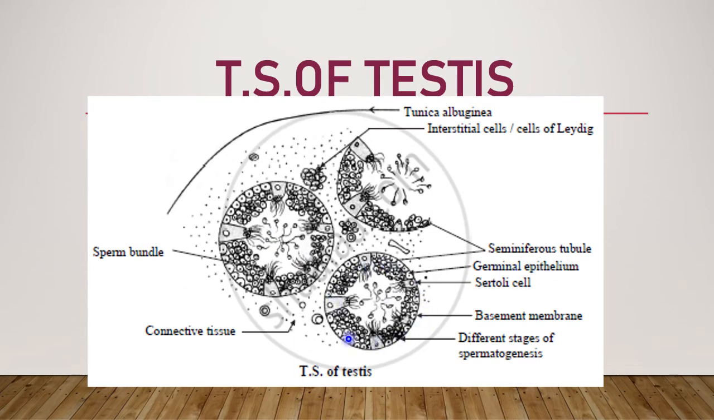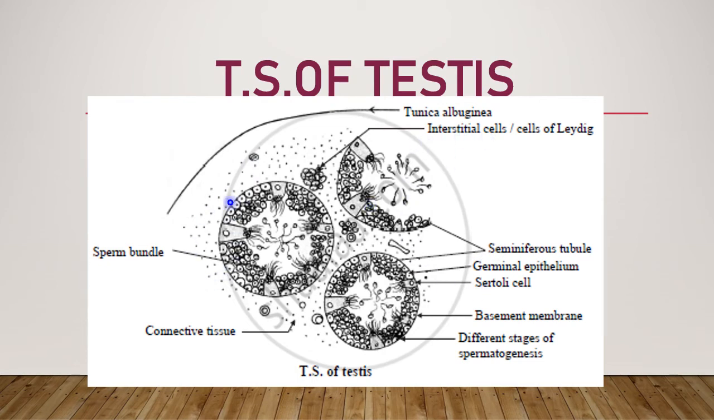The outer layer of the seminiferous tubule is made up of germinal epithelium, or germ cells, as we can call them, because it gives rise to sperm. Next, in between the seminiferous tubules, there is some connective tissue. This connective tissue shows the presence of interstitial cells, or cells of Leydig, which help in the secretion of the male hormone called testosterone after puberty. The outer layer of this testes is called the tunica albuginea.